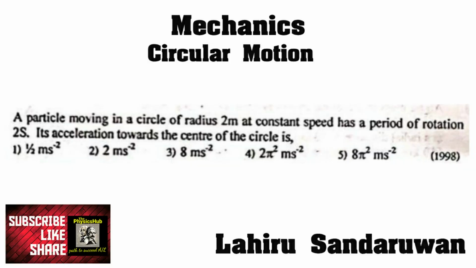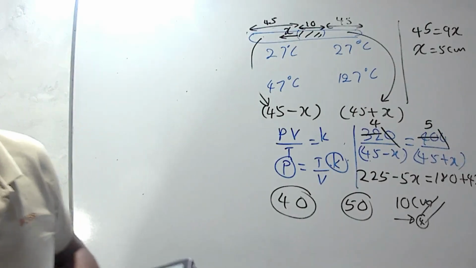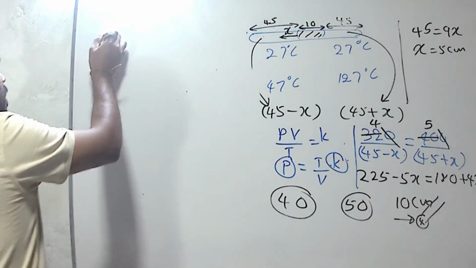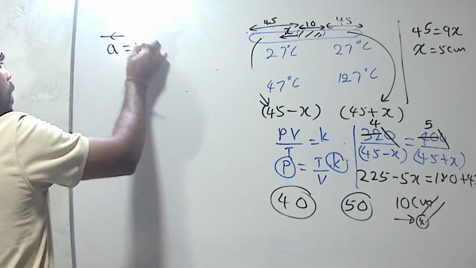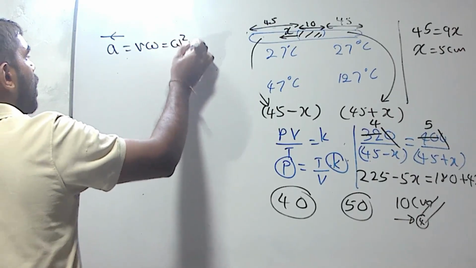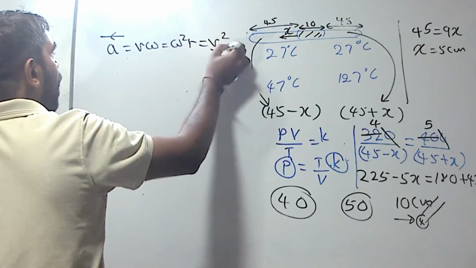A particle moving in a circle of radius 2 meters at constant speed has a period of rotation 2 seconds. Its acceleration towards the center of the circle is. We know that we can write centripetal acceleration as v omega, omega squared r, or v squared over r.